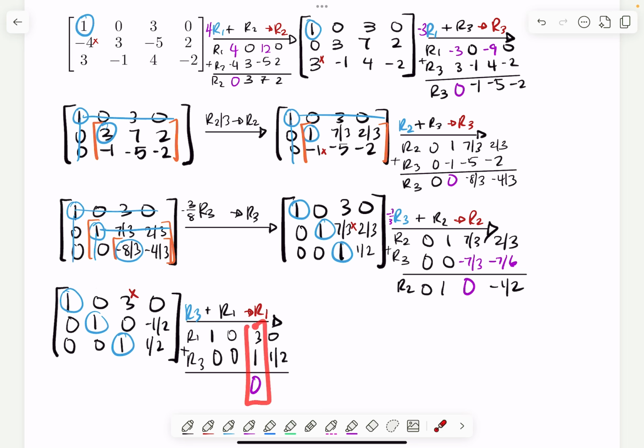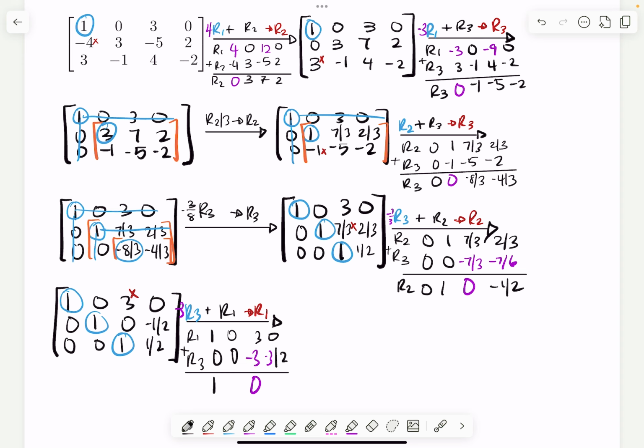Then I focus on this column and I ask myself, what can I do so that this plus this gives me 0? Well, this would have to be a minus 3. How do I get it to be a minus 3? I would multiply by negative 3. But whatever I do to one entry, I have to do to the rest of the entries in that same row. So I'm going to take row 3. I'm going to multiply by negative 3. So now this becomes negative 3 and this becomes negative 3/2.